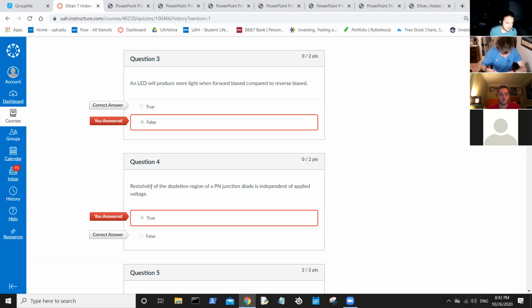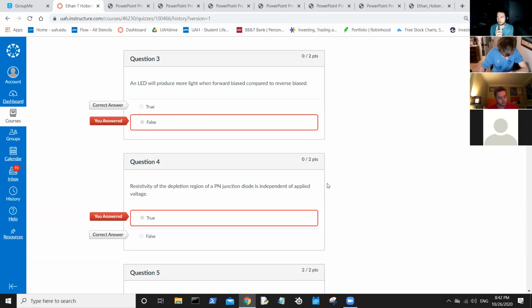So let me look at this again. Resistivity of the depletion region of the PN junction diode is independent of applied voltage. That is false. Why is that false? The depletion region, as I said earlier, at equilibrium is some set value that we're used to calculating. And now we know that when you put it under some applied voltage, whether forward or reverse bias, it causes that depletion region to either increase under reverse bias or decrease under forward bias.